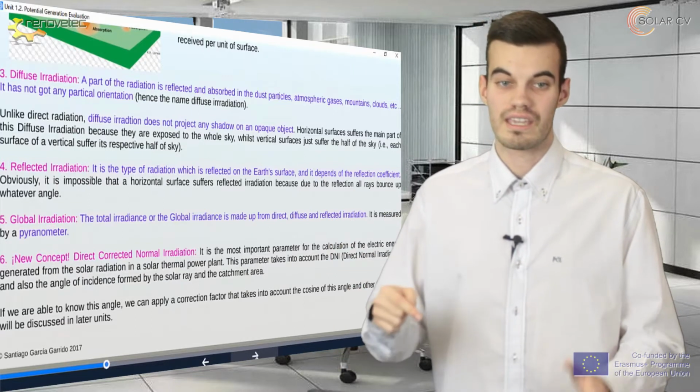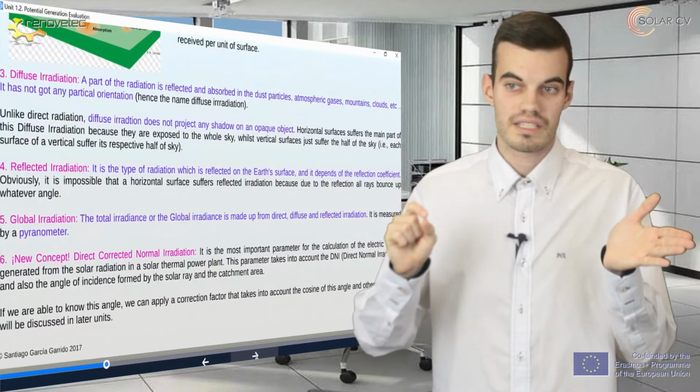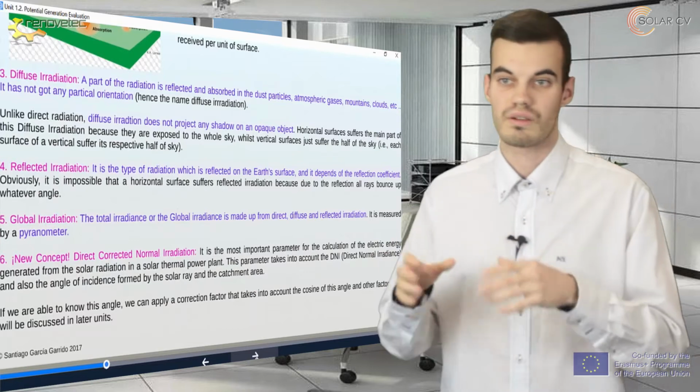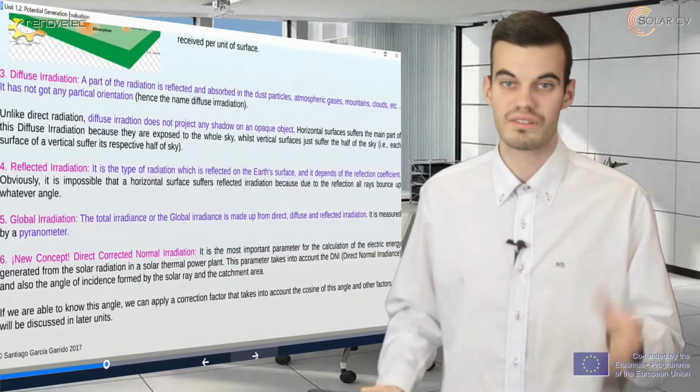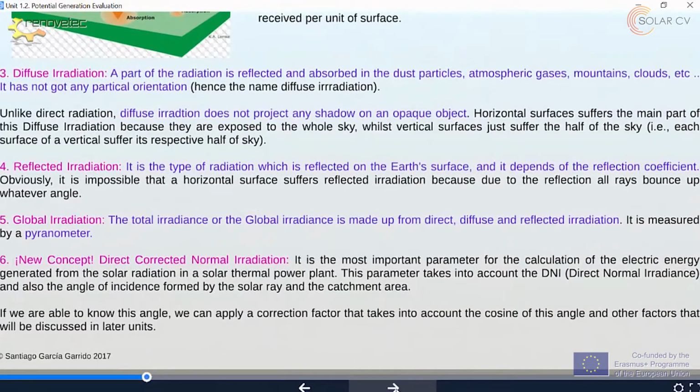However, if the incidence angle is not 0, the cosine of an angle which is not 0 wouldn't be 1. So we are going to have some losses, and this is going to affect the performance.